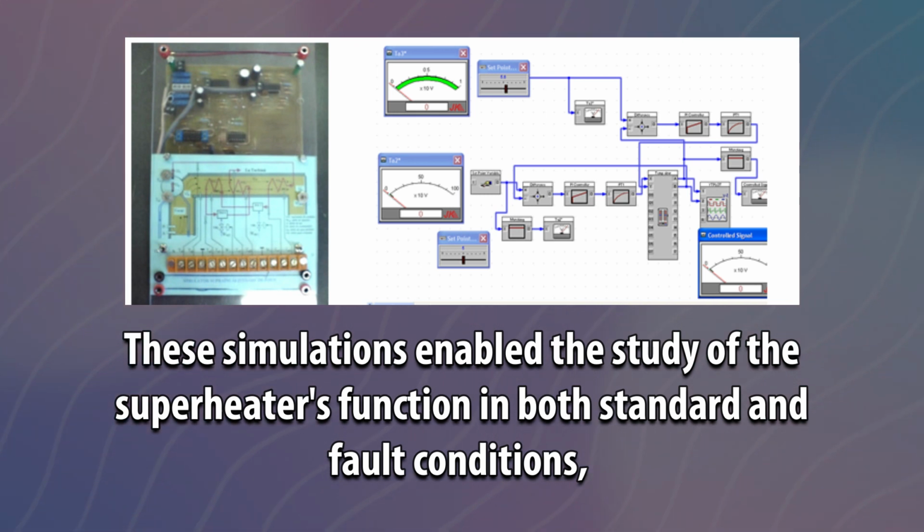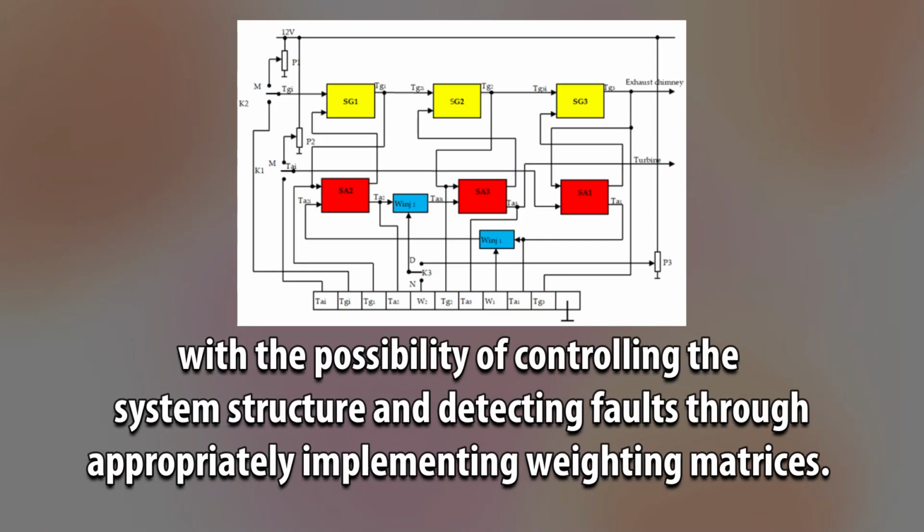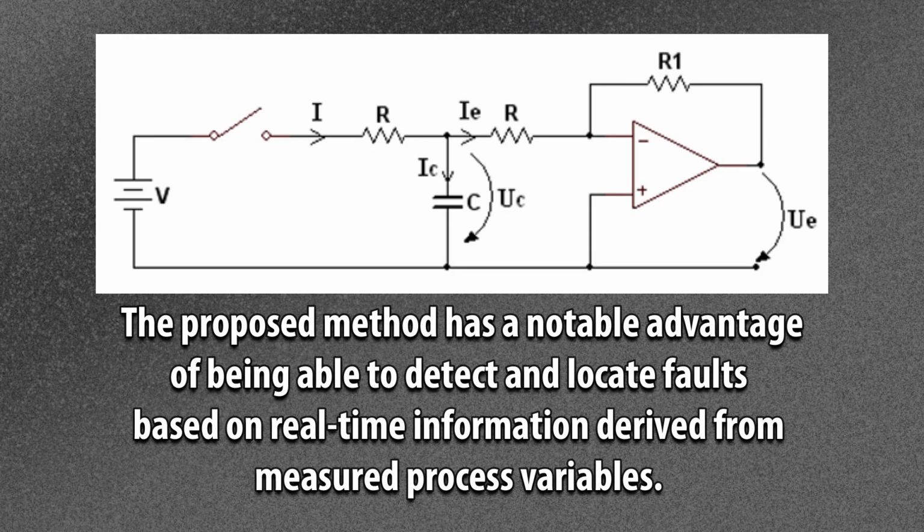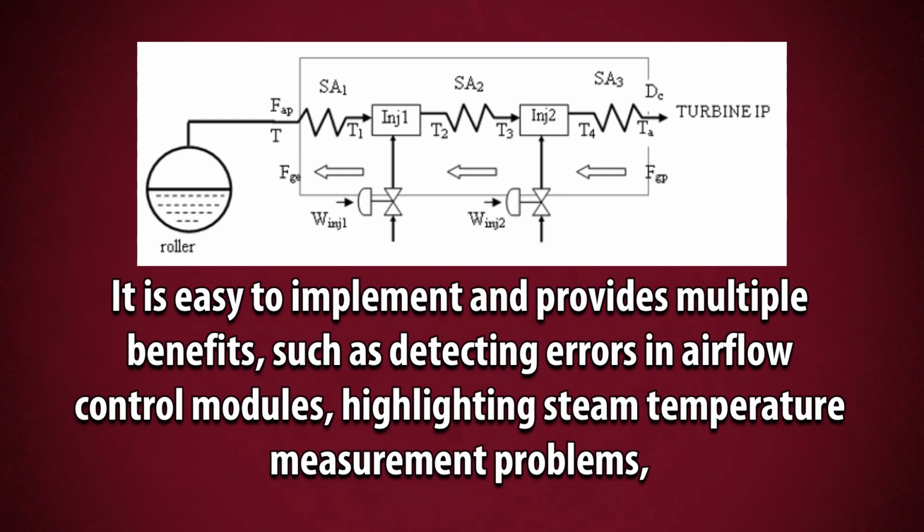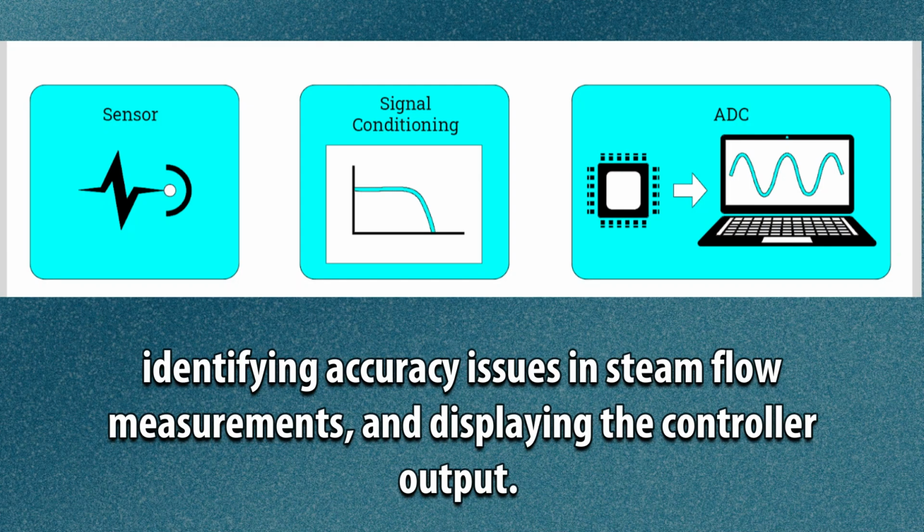These simulations enabled the study of the superheater's function in both standard and fault conditions, with the possibility of controlling the system structure and detecting faults through appropriately implementing weighting matrices. The proposed method has a notable advantage of being able to detect and locate faults based on real-time information derived from measured process variables. It is easy to implement and provides multiple benefits, such as detecting errors in airflow control modules, highlighting steam temperature measurement problems, identifying accuracy issues in steam flow measurements, and displaying the controller output.